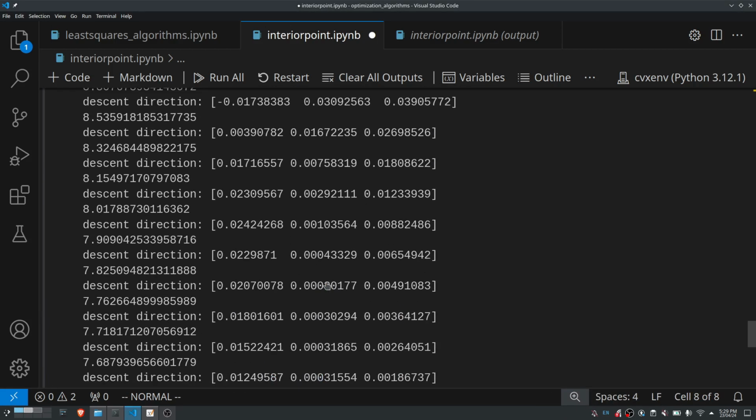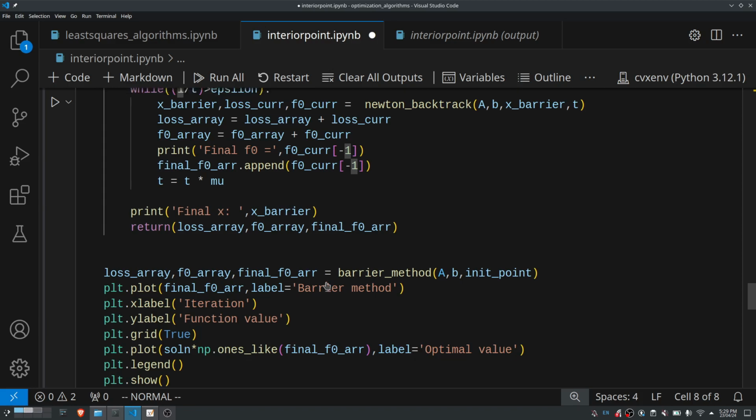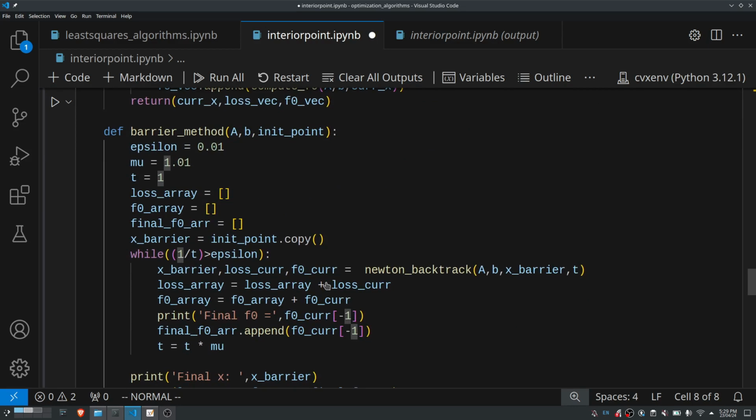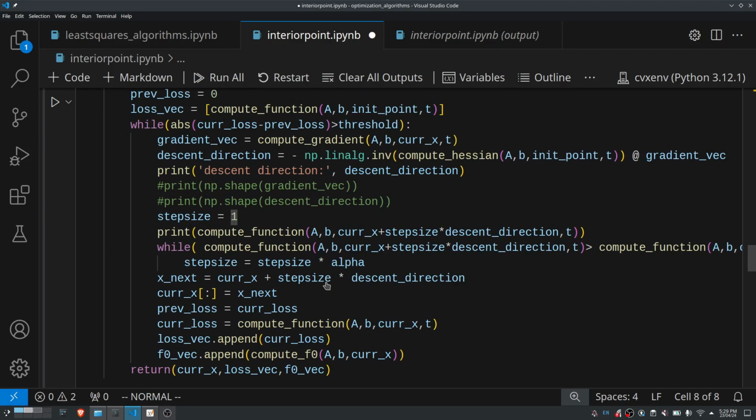Okay, so I guess this would require some debugging, but you get the idea behind this. There's probably something minor that's wrong with this code. Shouldn't be too hard to fix it. Any questions? Okay. So let's stop here.